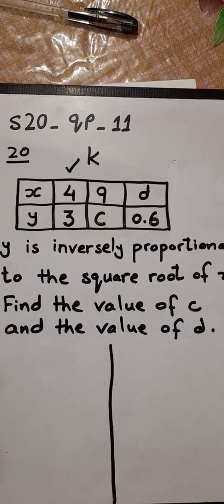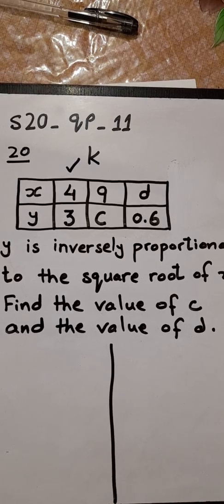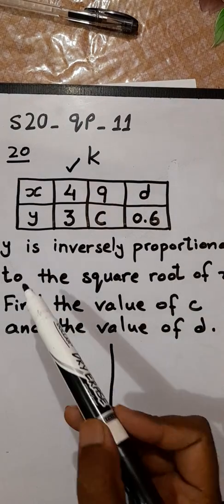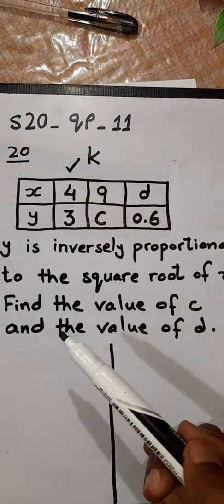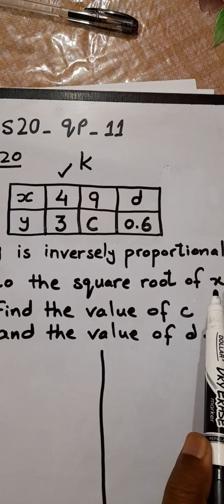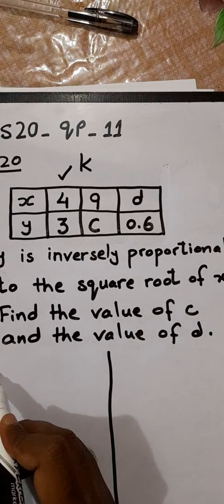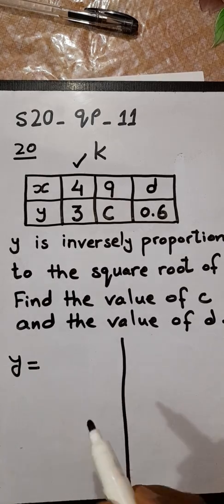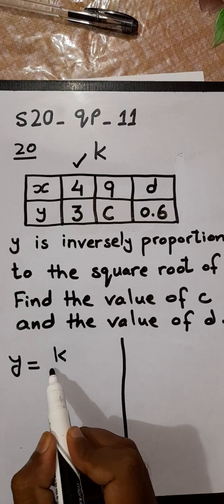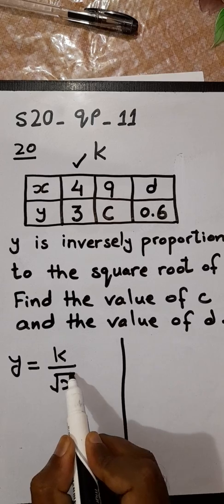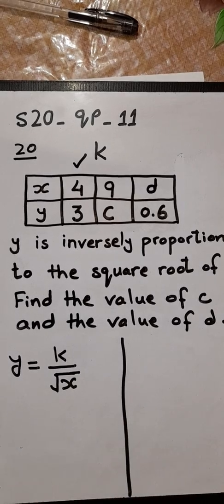So students, this question came in summer 20 and it came in paper 1. This is question number 20, and you know that this is about inverse proportion. It is given as y is inversely proportional to the square root of x. It means that y equals k over, because it is inverse, so k over square root x.